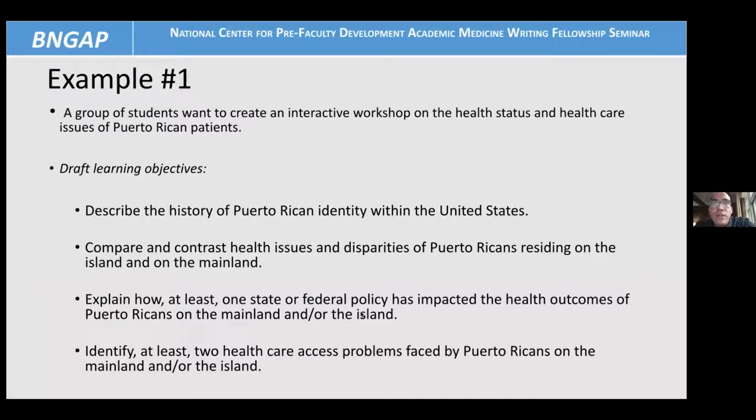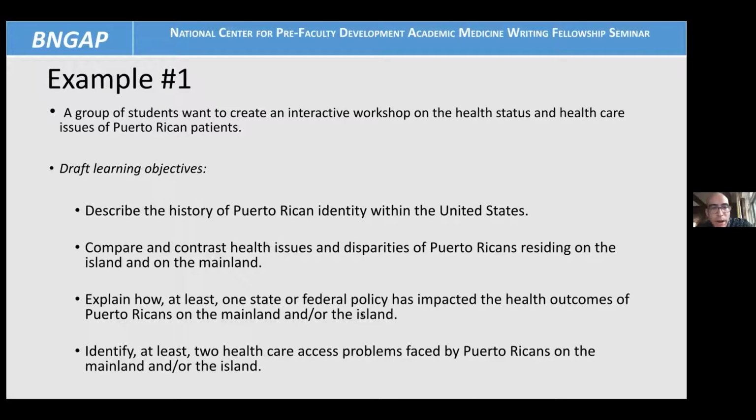Jumping in now to an example of how to really use these frameworks to guide our projects. I want to use the example of a group of students who want to create an interactive workshop on the health status and healthcare issues of Puerto Rican patients. So here we have some draft learning objectives that this group came up with. One is to describe the history of Puerto Rican identity within the United States.